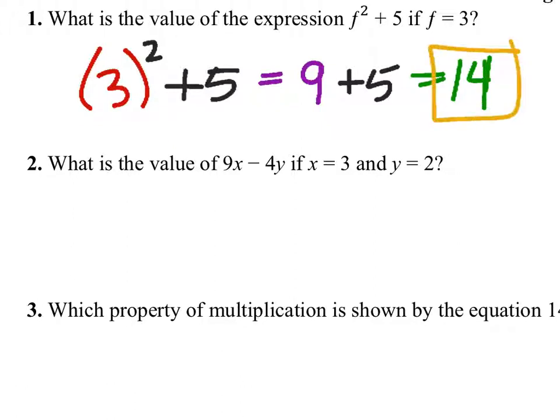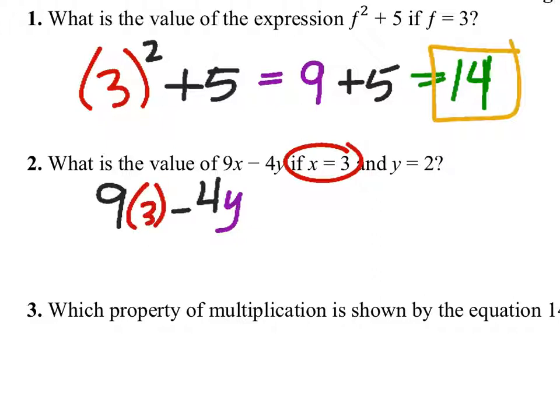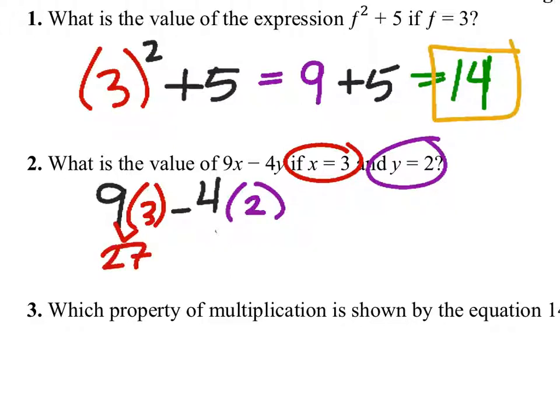What is the value of 9x minus 4y if x is 3 and y is 2? Okay, well, we got 9x minus a 4y. And we'll replace x with the x value that it gave us, which was 3, and the y value the same. The y value they gave us is 2. So 9 times 3, that's going to give us good old 27. And then minus 4 times 2 is 8. Then we got 27 minus 8, bam, 35.